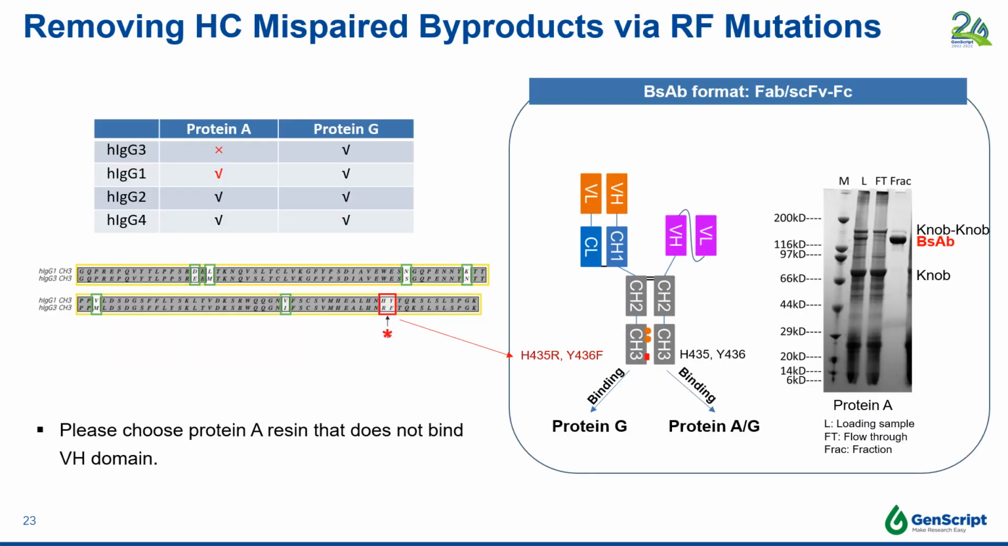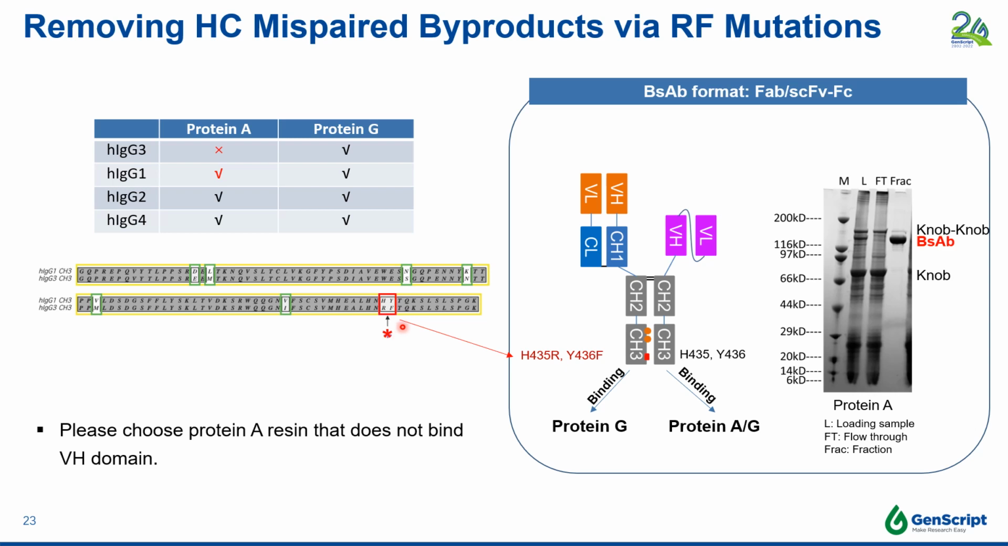To make it easy to remove heavy chain mispaired byproducts, one recommended design is RF mutations. This idea comes from the protein A binding difference between human IgG3 and human IgG1. If the Fc residues histidine 435 and tyrosine 436 are mutated to arginine and phenylalanine, the Fc region cannot bind to protein A anymore. This mutation design is useful for asymmetric BsAb purification.